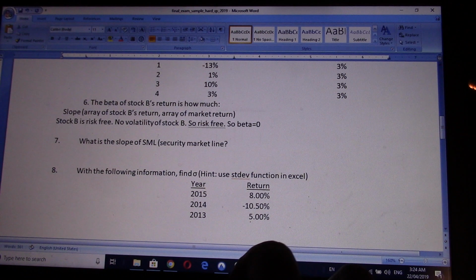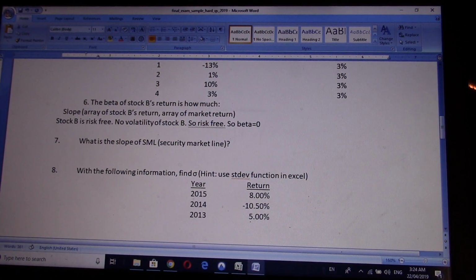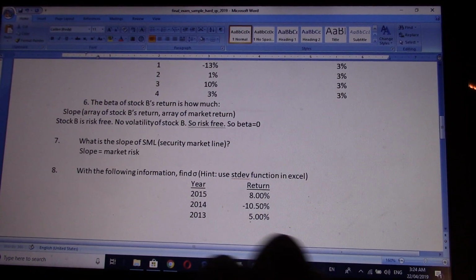security market line. You can find the definitions for security market line on the website, or in Investopedia or Wikipedia. There, it will give you a very detailed explanation. The slope, you should know that the slope of the security market line always equals the market risk premium.